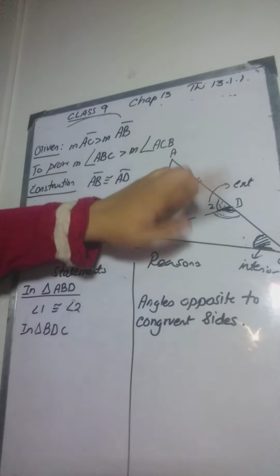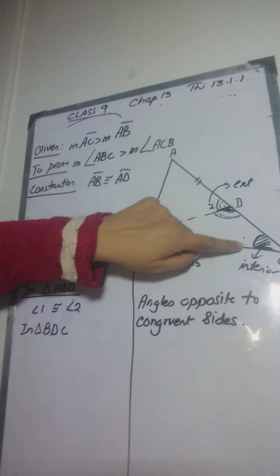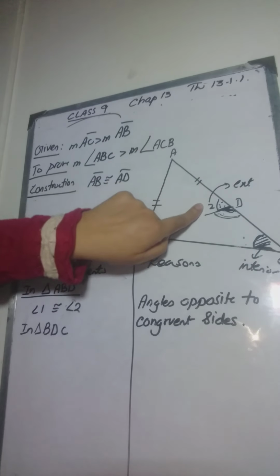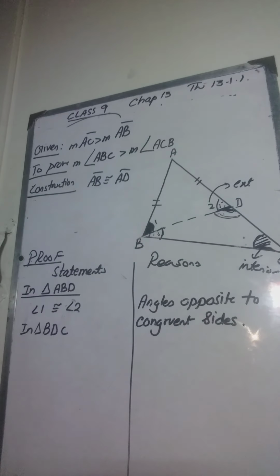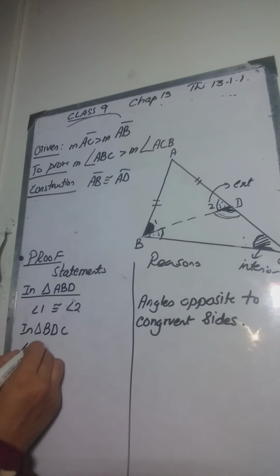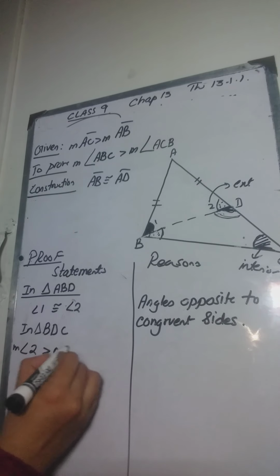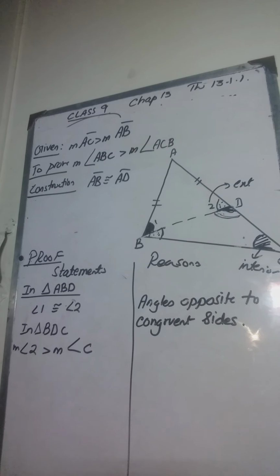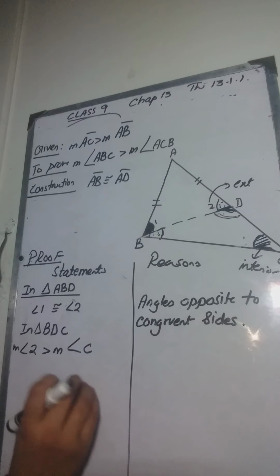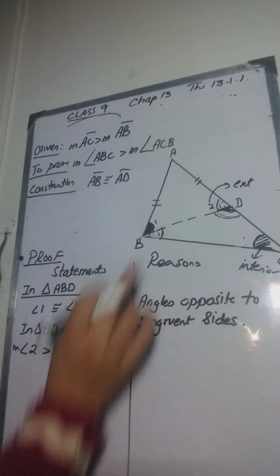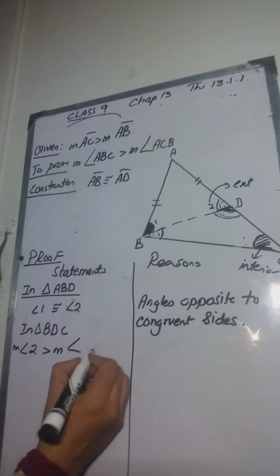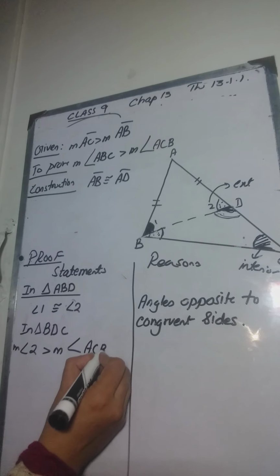Also, we are just concerned about angle C, so I'm going to use this only: angle 2 is greater than angle C. The measurement of angle 2 will be greater than the measurement of angle C, or you can write the measurement of ACB.